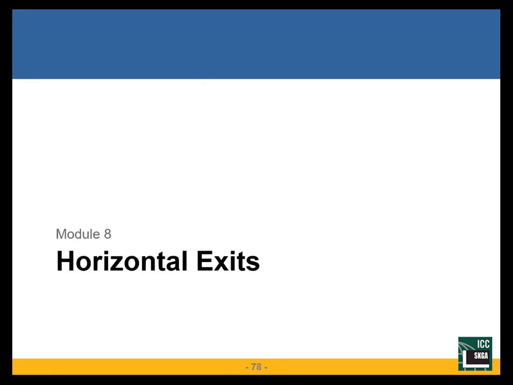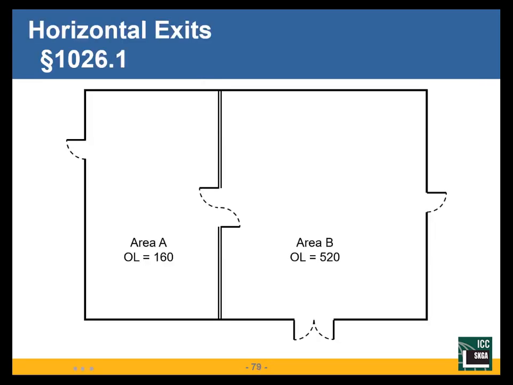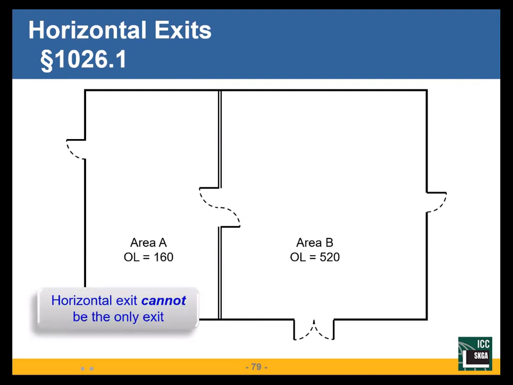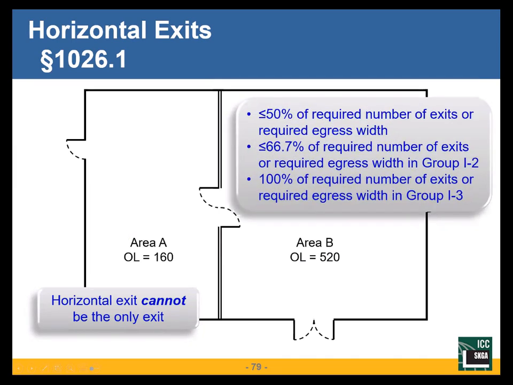Other option, one of our other exits is a horizontal exit. A horizontal exit is designed so I pass from one area of the building to another. It cannot be the only exit. It's limited to a maximum of 50% of the exits required, unless it's an I2, then it can be 2/3. Or if it's an I3, it can be all the exits. I never let them leave the building in an I3.